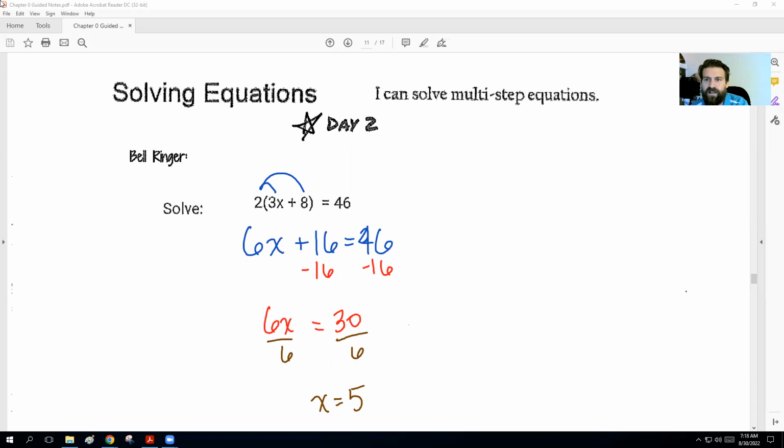Okay, hopefully you got it right. If not, remember you can go back, press, I think it's J on the keyboard. It'll go back 10 seconds and you can see what steps you did wrong.